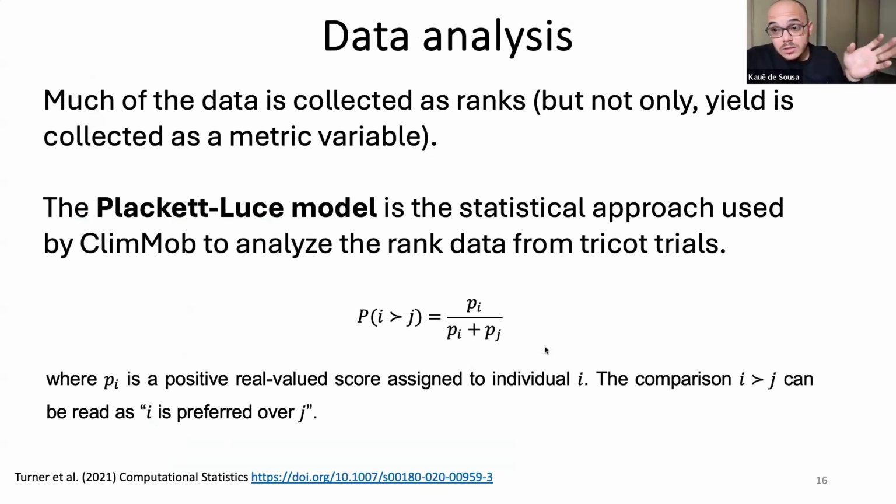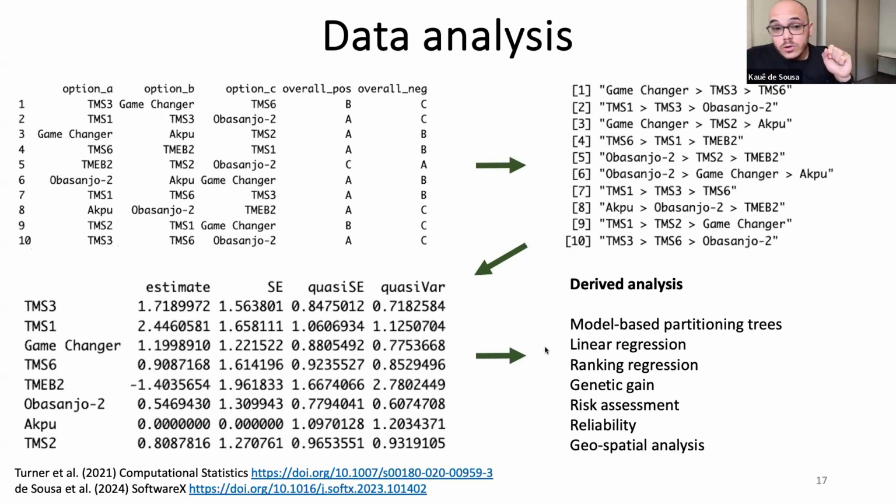The data is analyzed with a model called Plackett-Luce, which estimates the probability of one variety outperforming or beating all the others in the set. This is based on what we call Luce's axiom, which comes from economics. It's a very standard model in economics and psychology. So we use that.